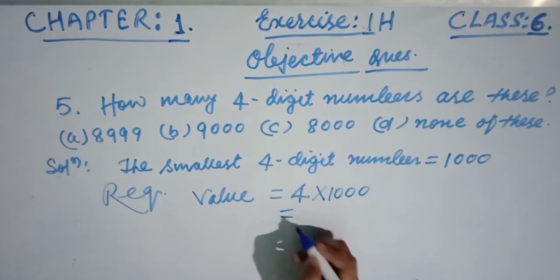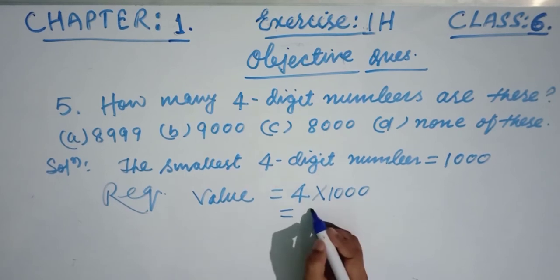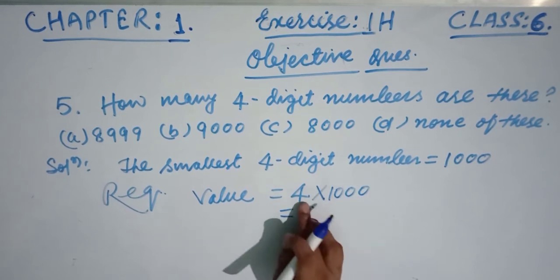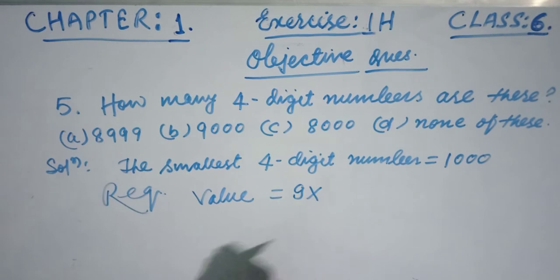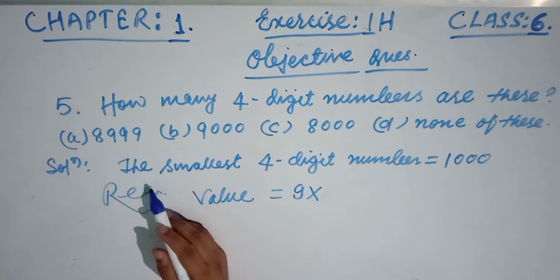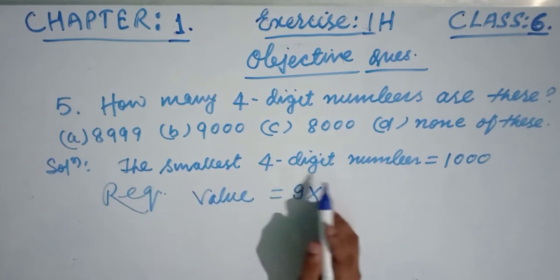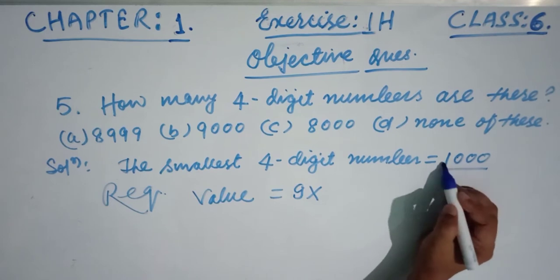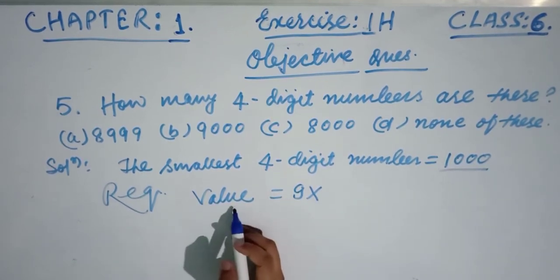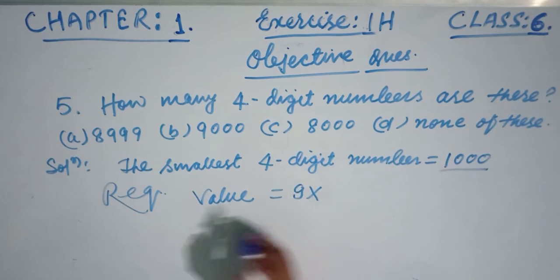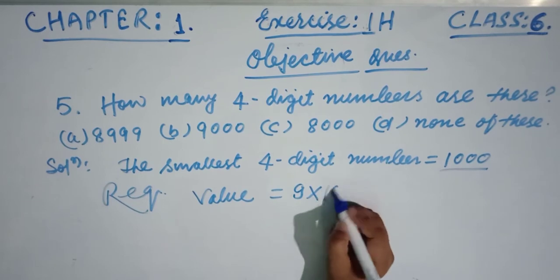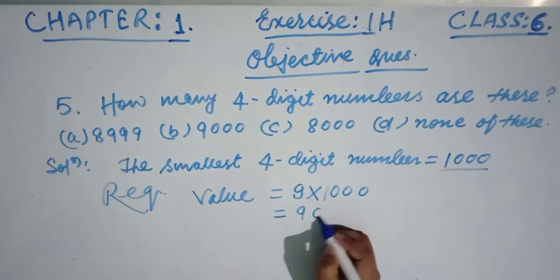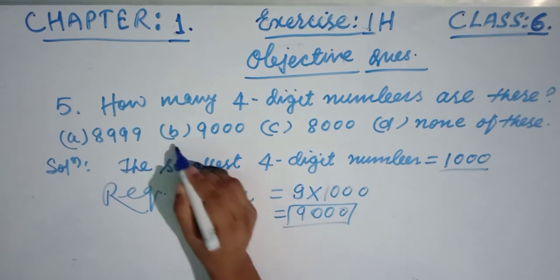Sorry, we have to multiply 9, friends, then 9 multiplied by the smallest 4-digit number. The smallest 4-digit number is 1000, because 1 and 3 zeros make 4 digits. Now the required value means the required number of 4-digit numbers. So the number of 4-digit numbers, multiply 9 with the smallest 4-digit number, and we will get 9 and 3 times 0. So this is your answer, friends. So B is the correct answer.